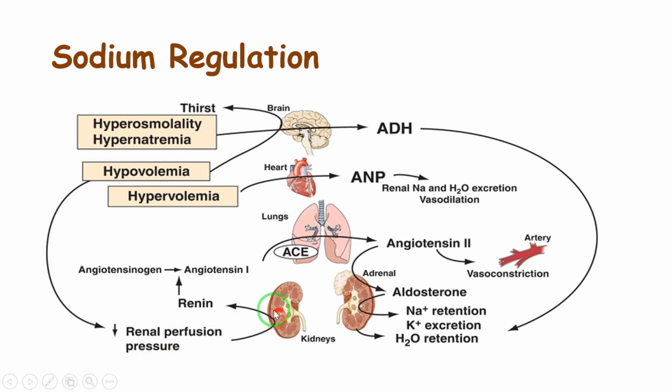When there is less perfusion to the kidney, the renin will be activated, and later on by activating of the angiotensinogen, angiotensin 1, 2, and it will lead to production of aldosterone. Aldosterone acts on the kidney to stimulate sodium retention. With sodium, water will enter and be retained, both the sodium and water retention occur, and this will lead to restoration of the normal volume of the blood.